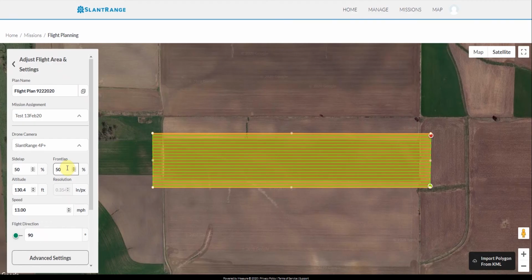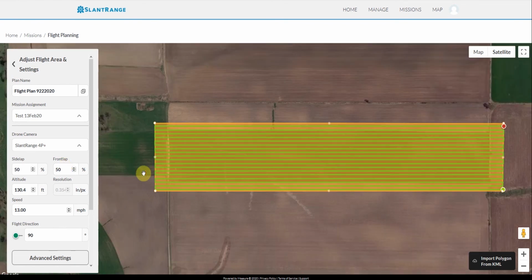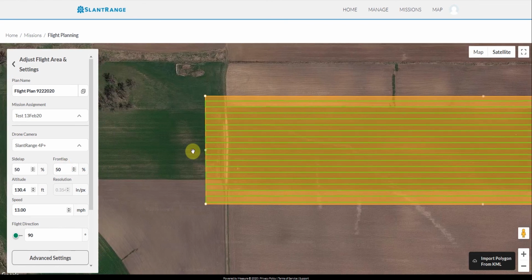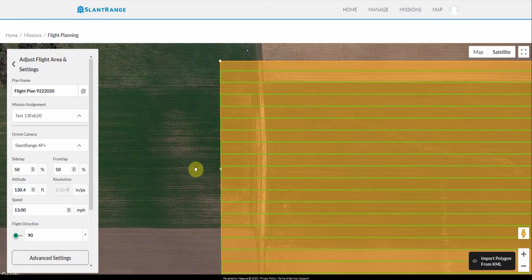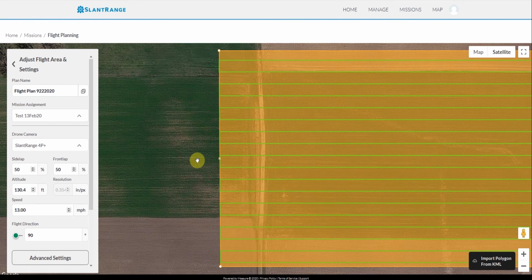Now, front lap can be set at 50% for all flights, but you will always be asked to input this into your flight planner. The 2 other things that you can control during the flight planning process is where and when the copter flies. When drawing the flight path, there are a couple things you need to keep in mind.